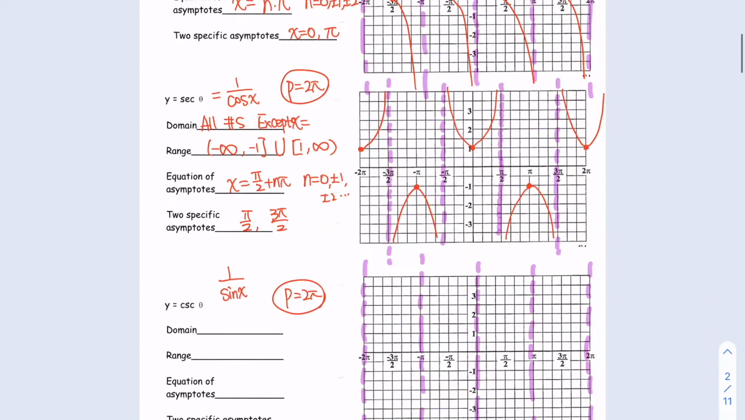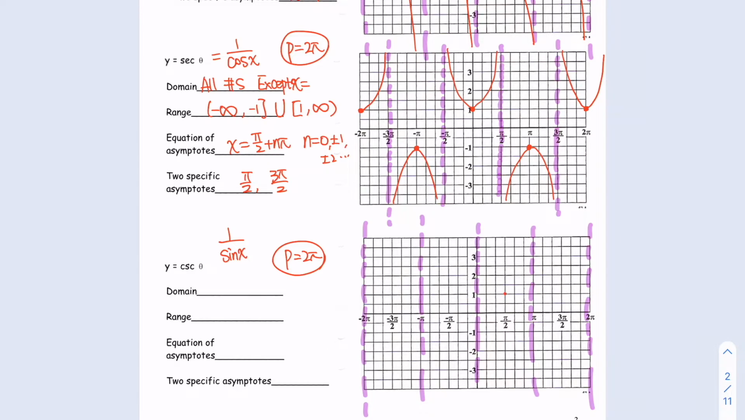So let's label those points. Sine of pi over 2 is 1. Sine of 3 pi over 2 is negative 1. Sine of negative pi over 2 is negative 1. And sine of negative 3 pi over 2 is positive 1. Also, where the value is negative the graph goes down, and where it is positive it goes up.